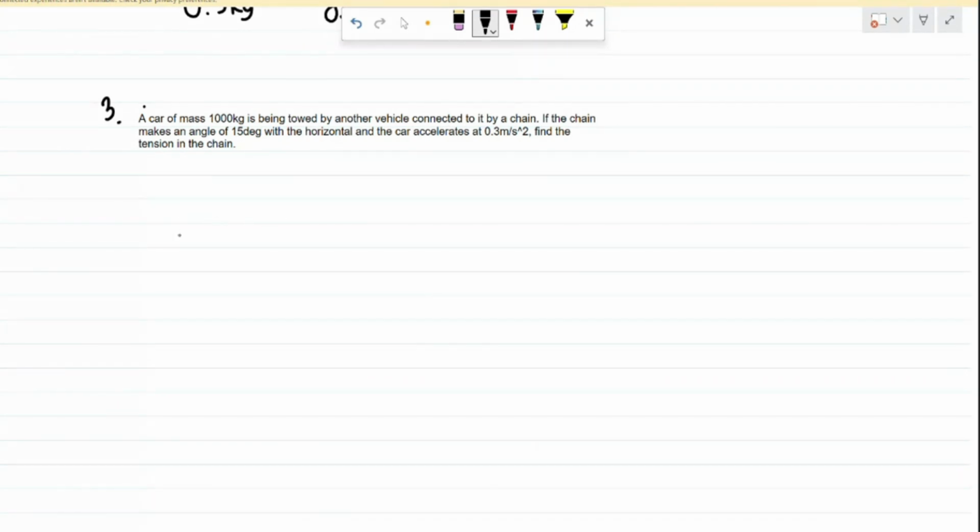Okay, sir, meron daw po tayong kotse. Drawing lang po tayo ng ating kotse. Anong klaseng kotse to? Yan po yung ating Ferrari. So this is a 1,000 kilogram na kotse.